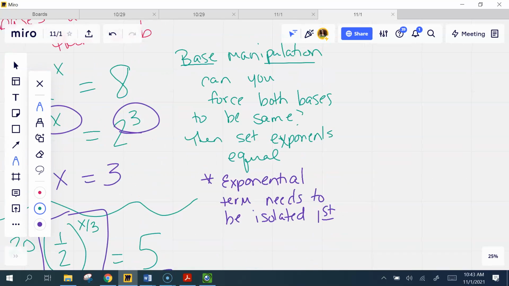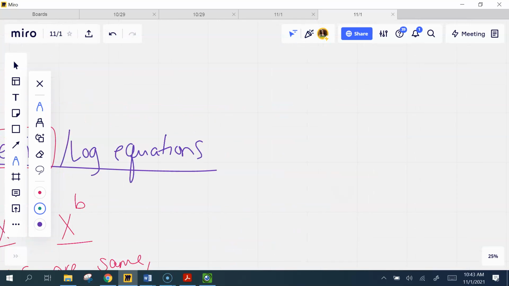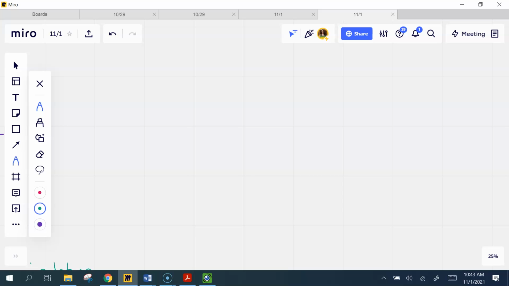Let's do one with an e, because you may not be able to force the same base with e. So it might force you to do a log. Well, let's do one more and then I'll do an e. This is number 6 from your homework. Solve for x.